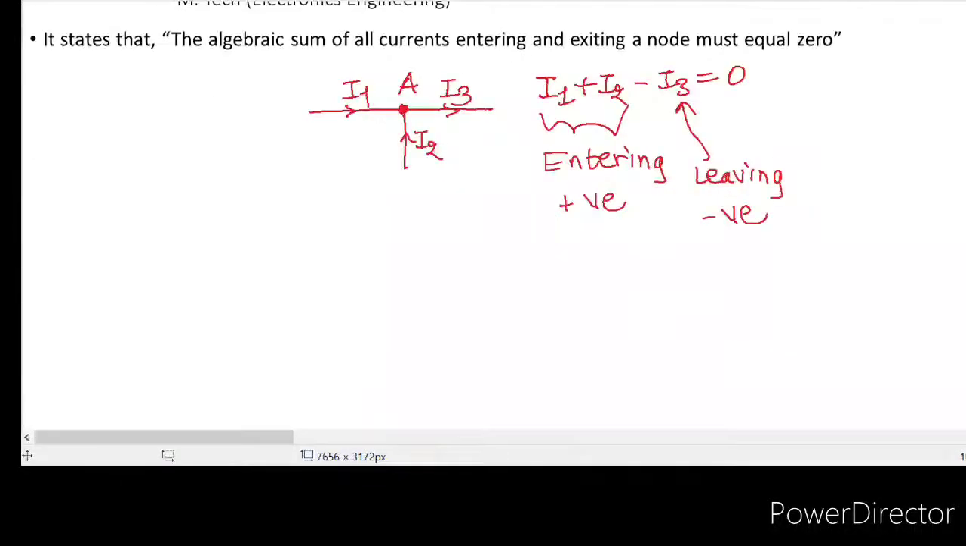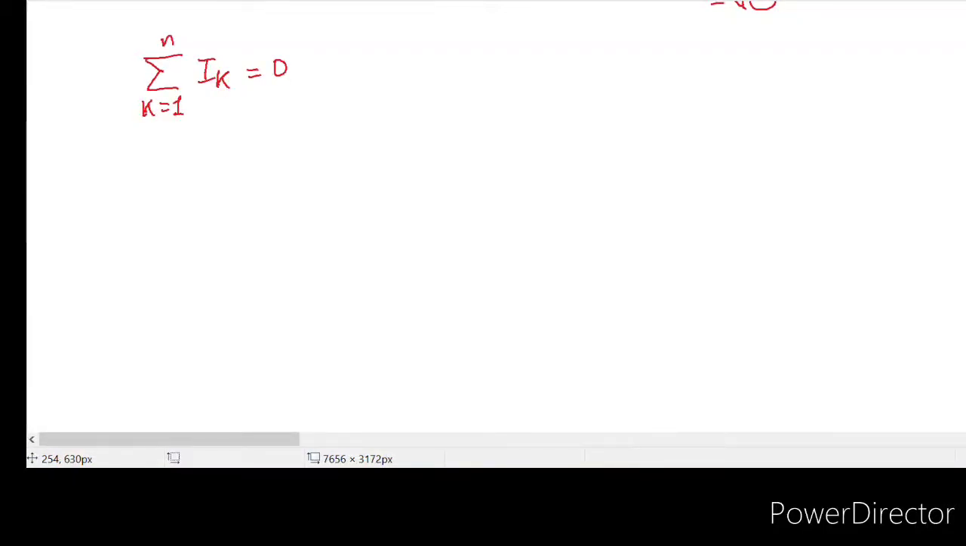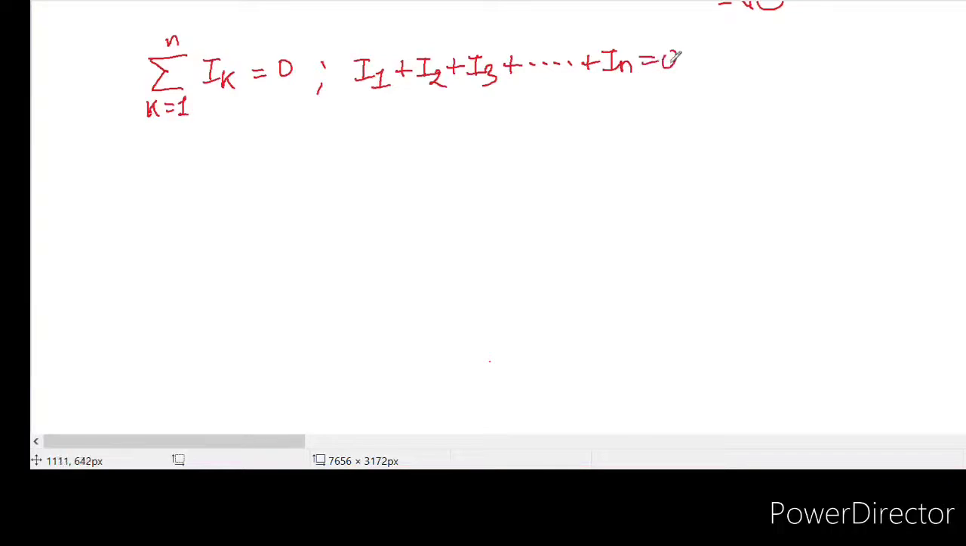In general, mathematically KCL can be written as summation Ik is equal to 0 for all the values of k varying from 1 to n, assuming there are n branches connected to the node. Thus I1 plus I2 plus I3 plus and so on up to In is equal to 0. This is Kirchhoff's current law.